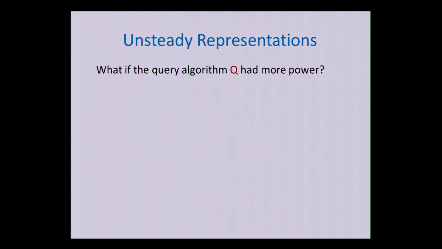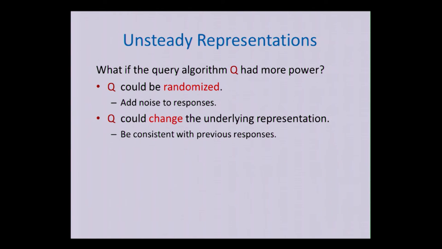Now we ask, what happens if we change the setting a bit? We want to give Q more power. So what power can we give Q? First, we'll let Q be randomized. This means that it can add noise to the answers. Even though it knows that the answer is no, maybe with some small probability it's going to say yes. And now the task before of learning becomes the task of learning something with errors, which is, in general, a much harder task. And let's even give it more power. Why not have Q change the underlying representation after each query?